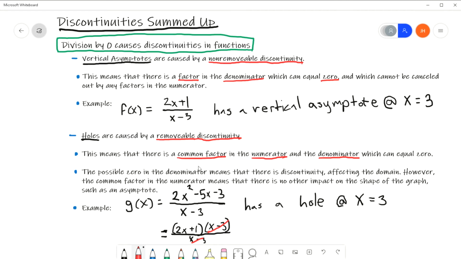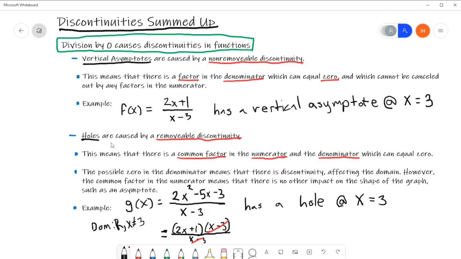And why does that happen? The possible 0 in the denominator means that there is a discontinuity, right, which affects the domain. So essentially, from the beginning, this function has a restricted domain from that x minus 3 in the bottom, such that the domain is all real numbers, but x cannot equal 3. However, there's a common factor in the numerator, right, that x minus 3 on the top, which means that there's no impact on the overall shape, so it doesn't create an asymptote. So this is the sum up of asymptotes, specifically vertical asymptotes and holes.